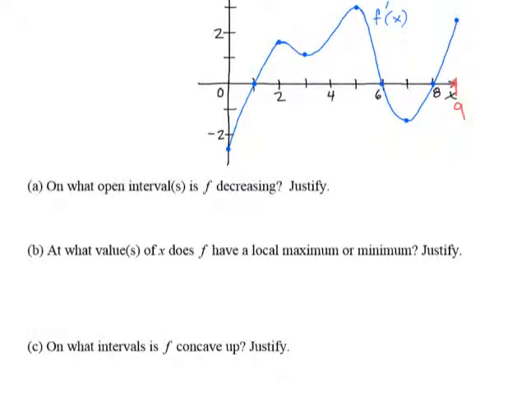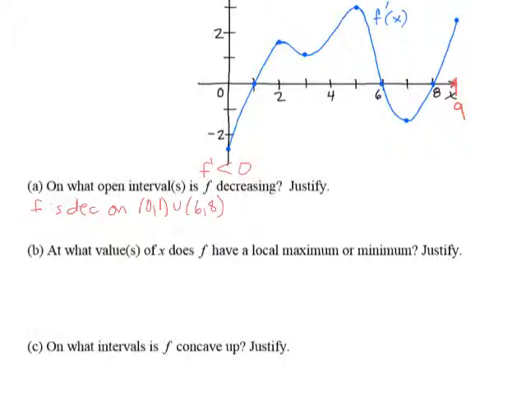On what open intervals is f decreasing? And remember, f decreasing means that f prime is negative or less than 0. So we want to look at the function and see where the derivative is less than 0. And we see that the derivative is less than 0 from 0 to 1 and 6 to 8. So we state what we know. f is decreasing on 0 to 1 in union with 6 to 8.